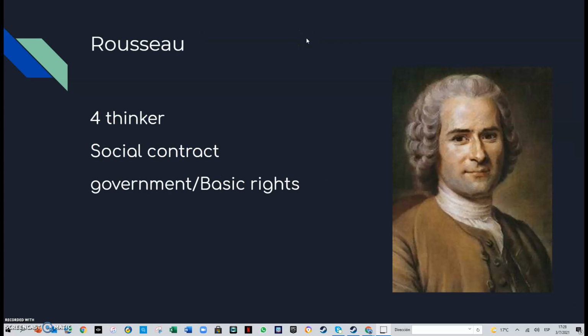Rousseau was the fourth Enlightenment thinker. He created the social contract in the year 1748. This social contract protects your natural rights. What does this mean? This means that the government cannot take away these rights: life, liberty, and property. This contract was called Rousseau's social contract.